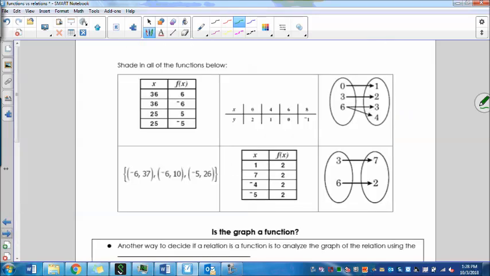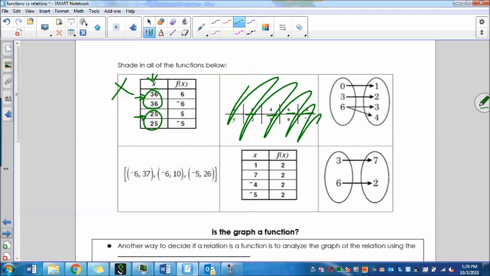It says shade in all the functions below. So we have to decide if they're functions. For the first one, we're looking at our x values. 36 and 25 both repeat. They're there twice, so this is not a function. We cannot repeat our x values. If we look at our second one, we have 0, 4, 6, and 8. All of them are completely different x values, so this is a function.